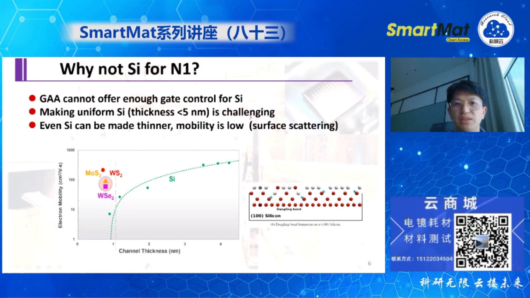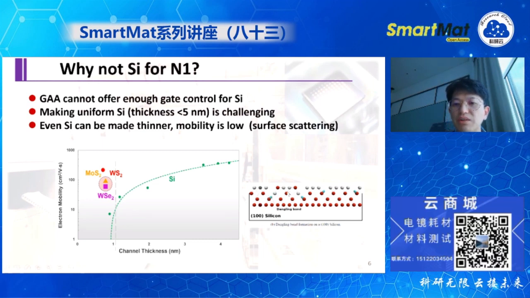Due to the process difficulty, silicon is a 3-dimensional material, so it's difficult to really make it thin like 2D materials, because the whole surface is difficult to control. Even if the silicon can be made thinner, the mobility would be very low. This is due to surface scattering. The reason is the same: silicon is a 3D material.